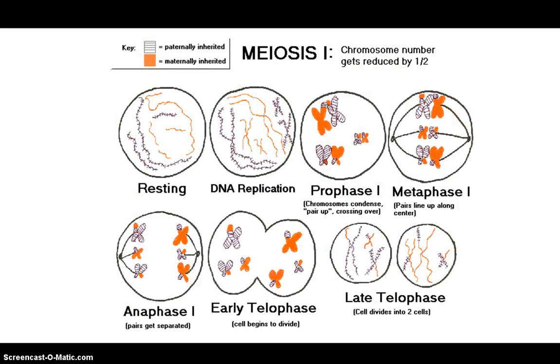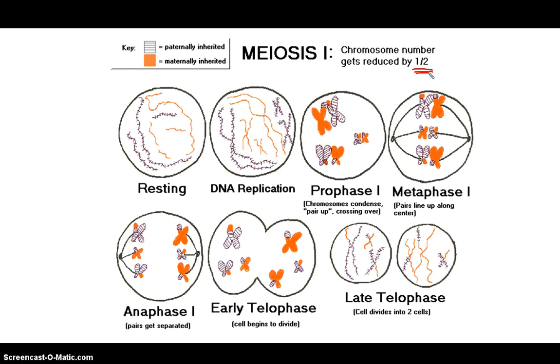So if we look at meiosis, it can be broken down into two parts. There's meiosis 1 and meiosis 2. This section is just going to look at meiosis 1. And the big thing here is the chromosome number gets reduced by 1/2. This is what's known as the reduction division.